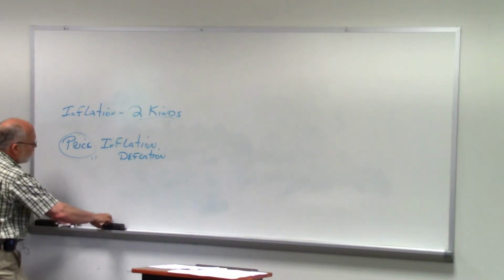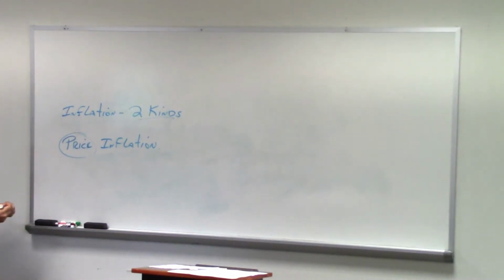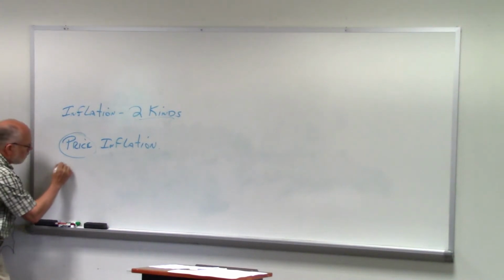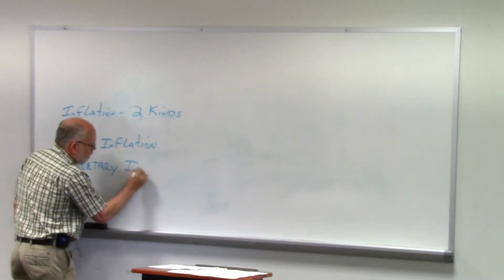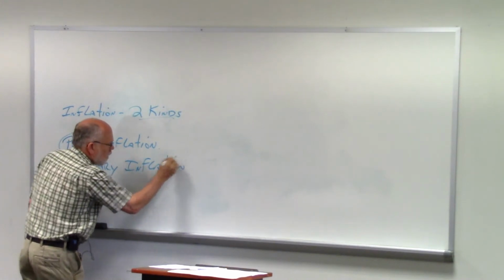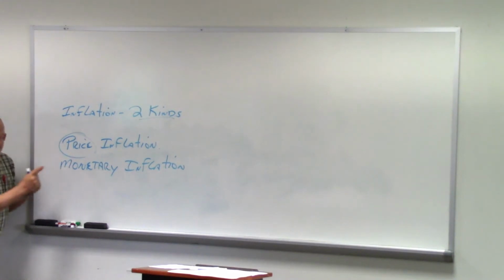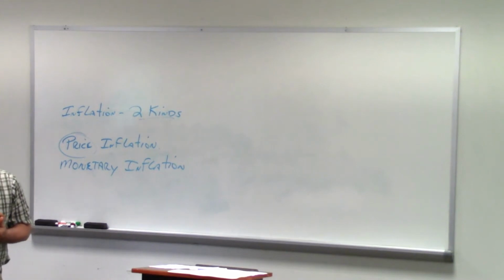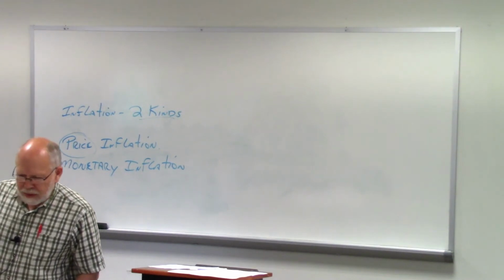Now, there's another kind of inflation, and there's a different definition for this other kind of inflation, and it's called monetary inflation. First kind of inflation, price inflation, a general rise in all prices. Second kind of inflation, monetary inflation, which has a different definition.